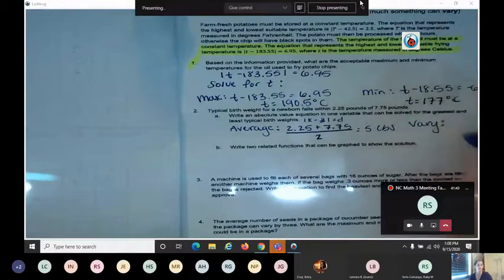Okay, so to figure out how much it varies, I can take that average and subtract the minimum.